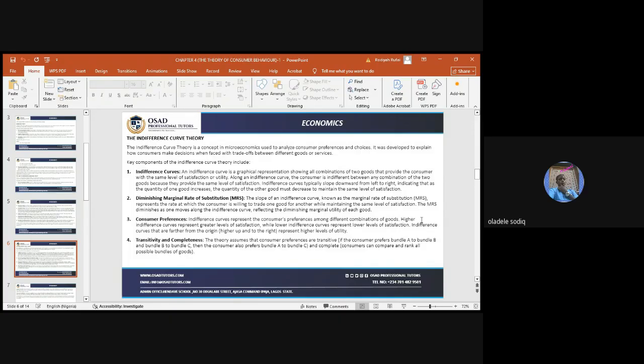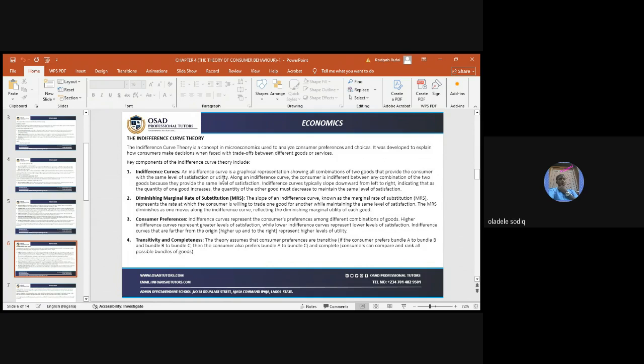So what are the components of the indifference curve? Number one, an indifference curve is a graphical representation showing all combinations of two goods that provide the consumer with the same level of satisfaction or utility. So the indifference curve is a graph that shows all combinations of two goods that provide the consumer with the same level of satisfaction.